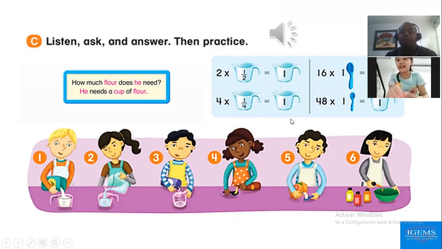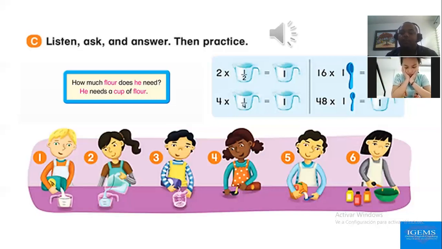Page 53. Listen, ask, and answer. Then practice. How much flour does he need? He needs a cup of flour. 2 half cups equal 1 cup. 4 quarter cups equal 1 cup. 16 tablespoons equal 1 cup. 48 teaspoons equal 1 cup.